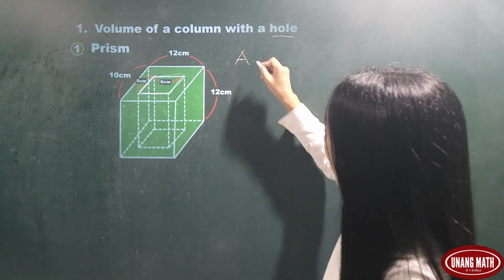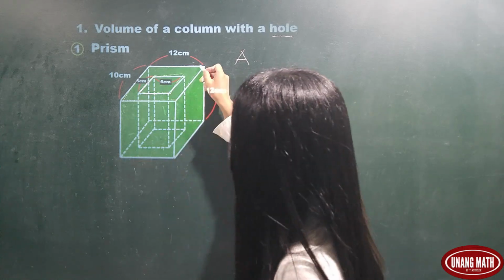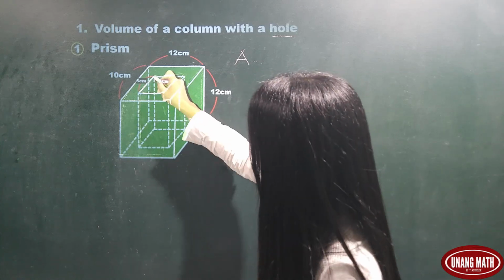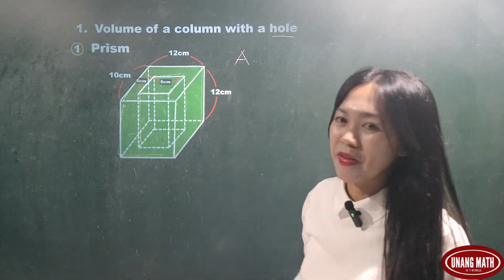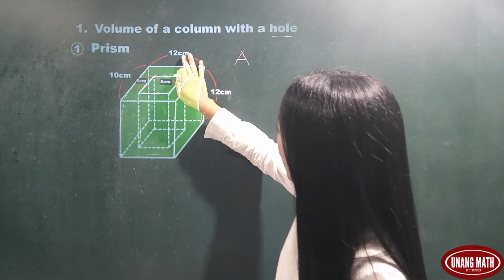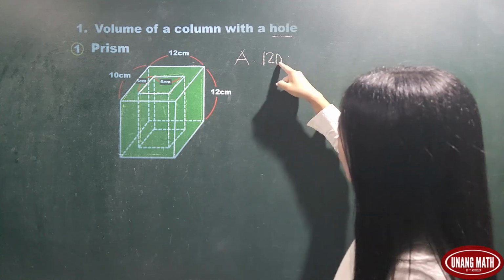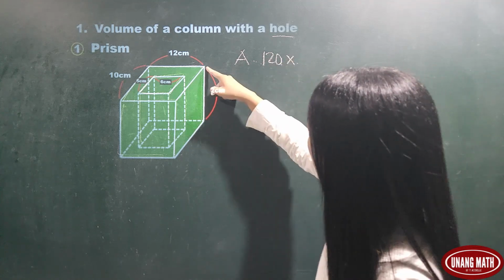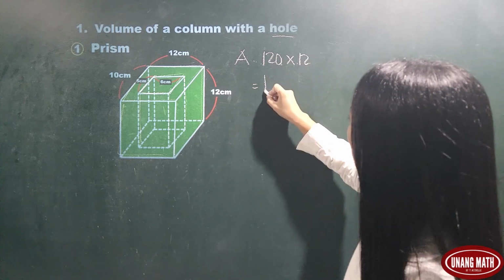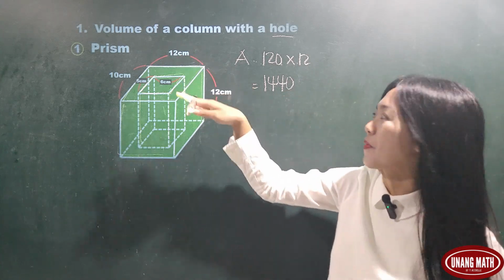In the first way, what we need to do is get the volume of this bigger prism minus the volume of this smaller prism. So to find the volume of the bigger prism, 12 times 10, that's going to be 120. Okay, 120, then multiply this one by the height of this prism, which is 12. And this is equal to 1,440. So this is the volume of the bigger prism.